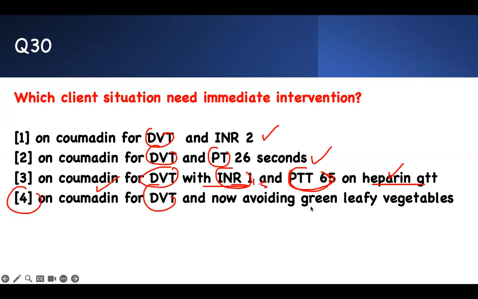Coumadin for DVT, now avoiding leafy vegetables. This is always a trap. Leafy vegetables contain vitamin K, right? Yes, vitamin K. Key fact: when you're on Coumadin, never change how much vitamin K you're taking. Take the same amount, don't decrease it, don't go up on it. Just take the same amount. So this patient, we've got to intervene.